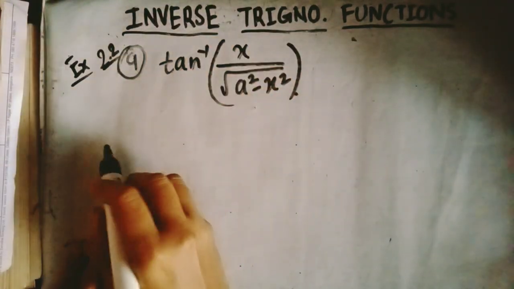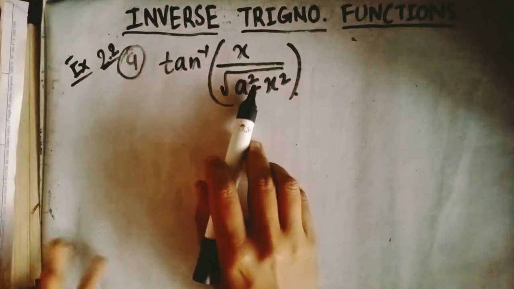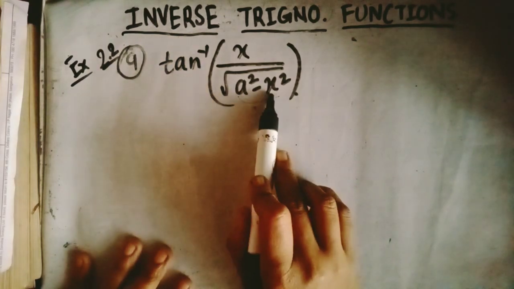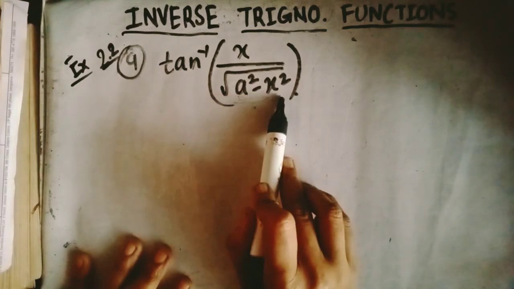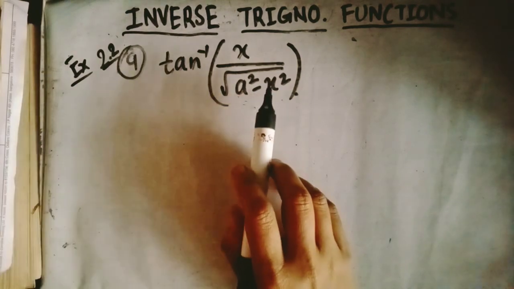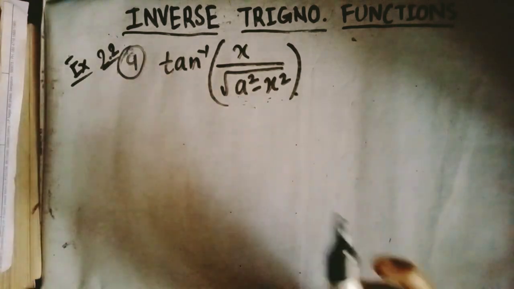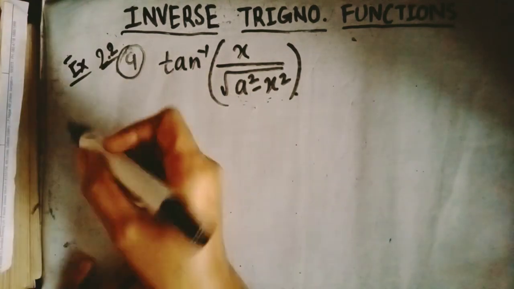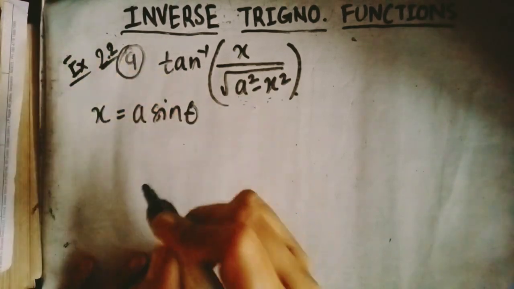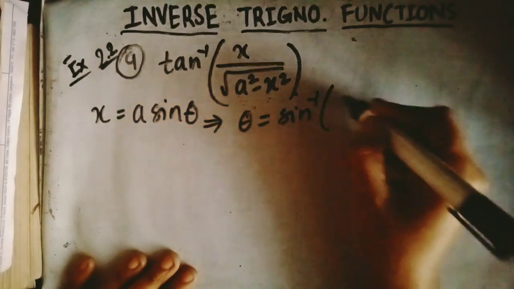So here we should first know that we want a term in tan here. To get this in tan, we need to substitute in such a way that we get cos here. To get cos here, we need 1 minus sin square, right? So substituting x as sine, you will get the answer. But here a is also there, so you have to substitute x equal to a sin theta. So from this, theta will be sine inverse of x by a.